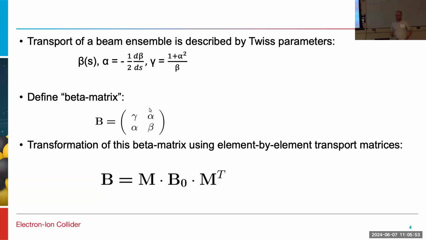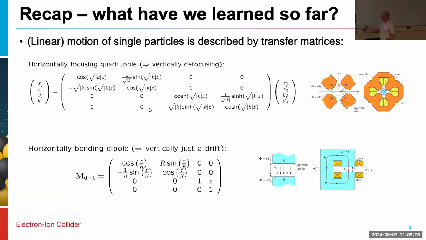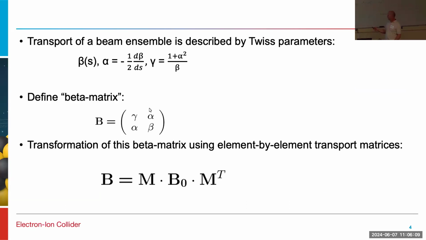And that beta matrix gets transformed through your accelerator using the same transport matrices that I showed you in this first slide for each element. So you start with your starting values for beta and alpha. Gamma, of course, is just derived from these two. It's only two parameters. And then you can transform your beta function through the accelerator.